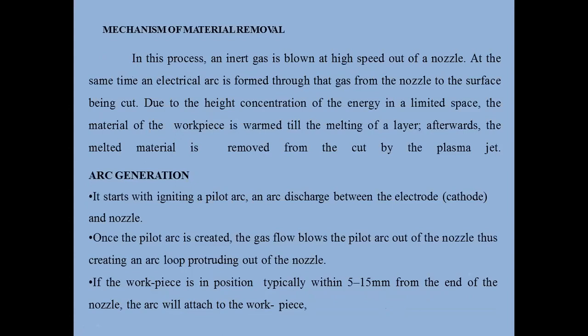Next, what is the mechanism of material removal? You know already, that's what we have discussed in the last 2 classes. The workpiece is going to get melted due to the plasma jet heat application, and the material vaporizes due to the heat generated. That's the basic mechanism of material removal. In this process, an inert gas is blown at high speed out of the nozzle. At the same time, an electrical arc is formed through that gas from the nozzle to the surface being cut. So we have seen the pilot ignition arc, and the arc is transferred to the workpiece.